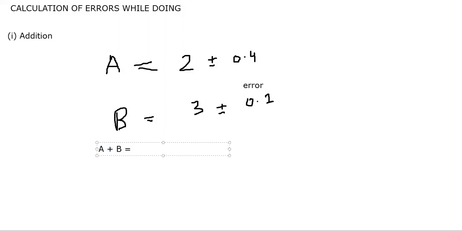The question can be changed here. I'm asking today for A plus B. Tomorrow might be A minus B, then A into B, and then A divided by B. So one by one, we will understand how we are going to operate on errors. So first, today we are going to learn about addition, that is, how we are going to add the quantities which have error in them.